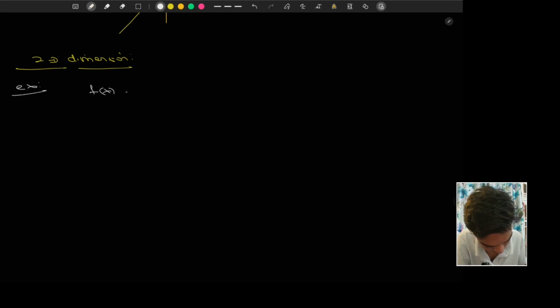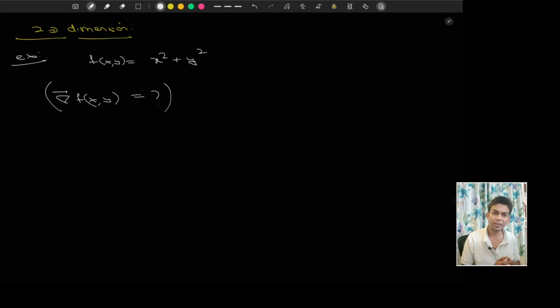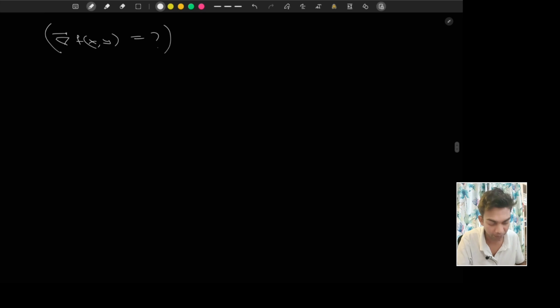So suppose I have a function f which is equal to x square plus y square. This is an easy function. X square plus y square is symmetric in x and y, and then I tell you figure out what's the gradient of this function. Sorry, this is a function of x and y. Now the question is, is taking the gradient of a function equivalent to taking the derivative in one dimension? And the answer is no. It is not equivalent. Let me answer that first, and then we will tackle this question.